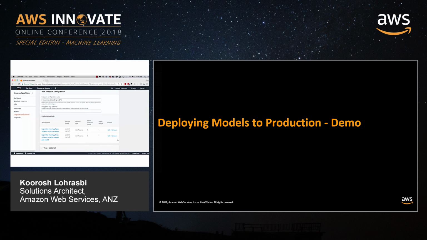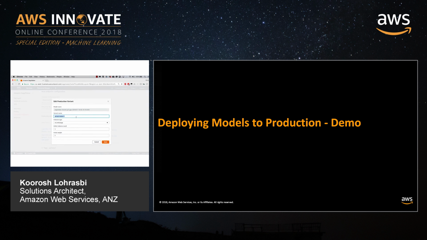As an example, we add another model in a scenario where, for example, I have trained 2 models using the same dataset but with different hyperparameters. Then we edit the production variant of each model. A descriptive name, instance type, how many instances to be launched. And remember, if you select 2 or more instances, Amazon SageMaker launches them in 2 separate availability zones for high availability purposes.